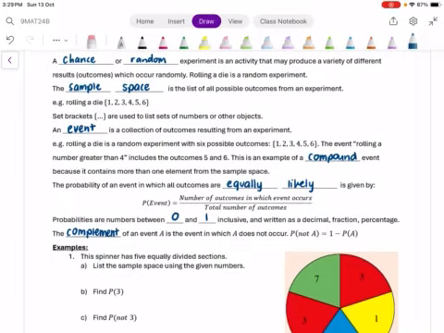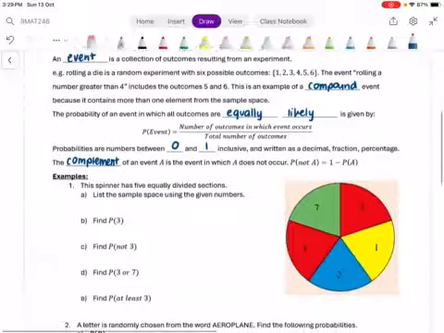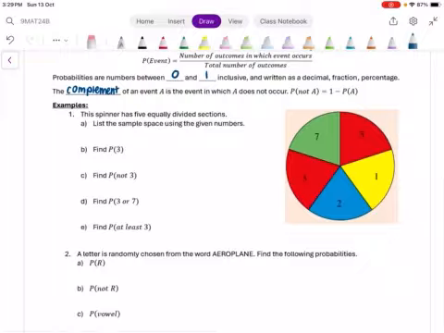Our first example here, we have this spinner and it has 5 equally divided sections. What we're going to do is list the sample space using the given numbers. We're going to use our curly brackets and then list all possible outcomes in any order. I'm going to list them in numerical order, so 1, 2, 3, and 7. We don't need to double up on outcomes. We can just write the different possible outcomes.